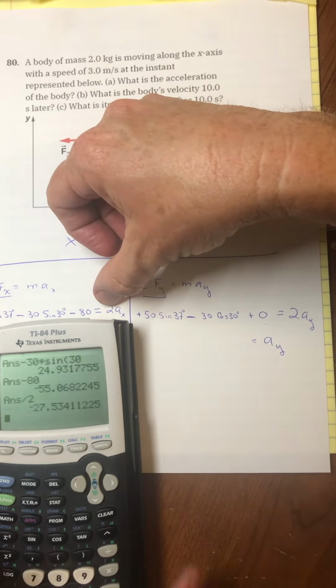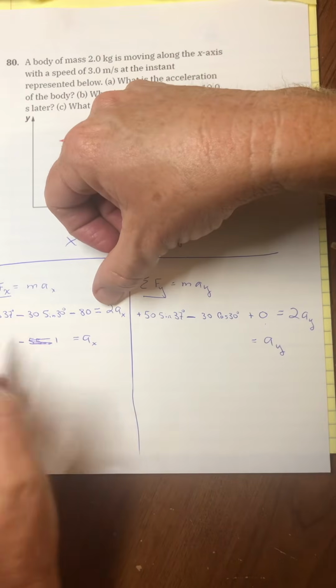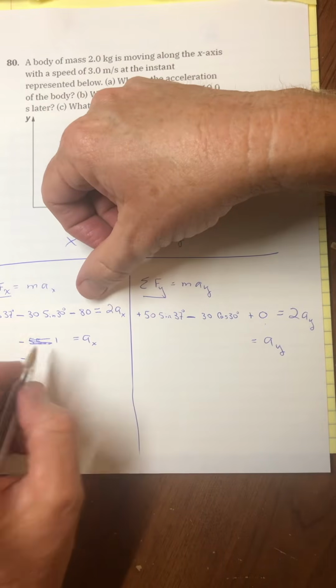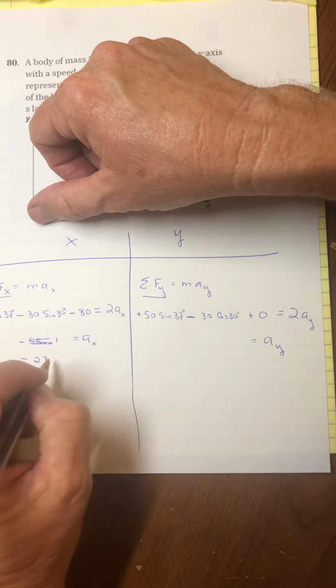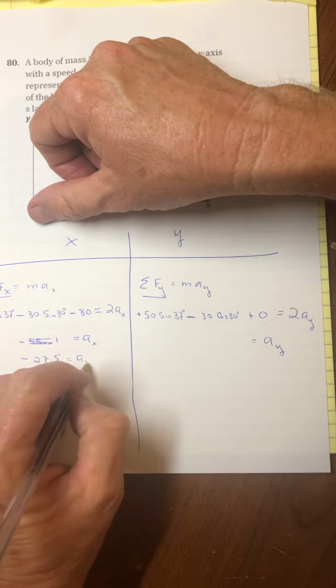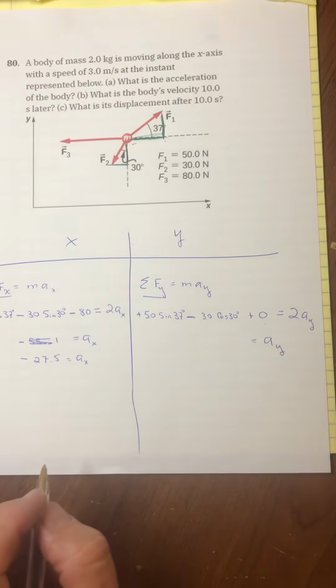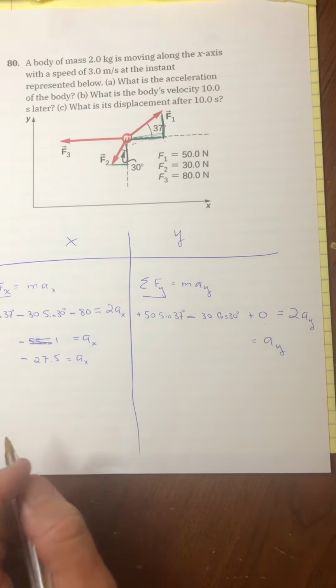Forgot that important last step. Divide by 2. All right, so that is a negative 27.5 for the acceleration in the x direction.